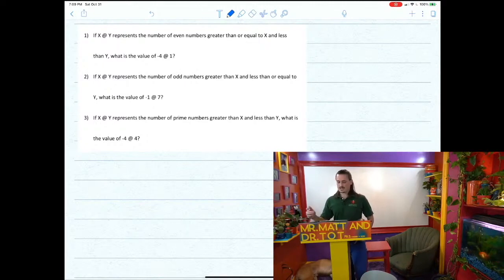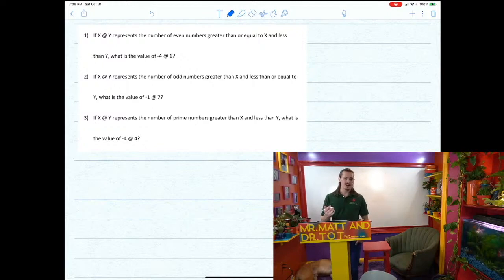Okay, so let me go ahead and solve number 1 with you, and then I'm going to give you 3 additional minutes to apply to number 2 and 3. So number 1, these are all symbolism questions. Number 1 says if x at sign y represents the number of even numbers greater than or equal to x and less than y, what is the value of -4 at sign +1?